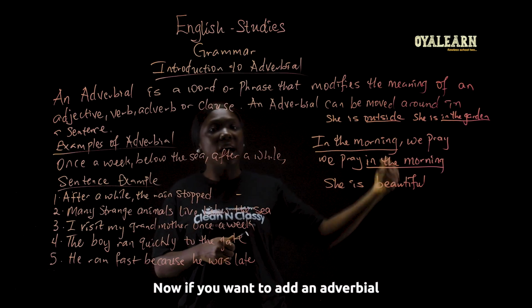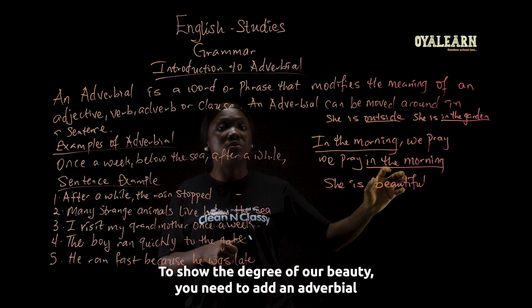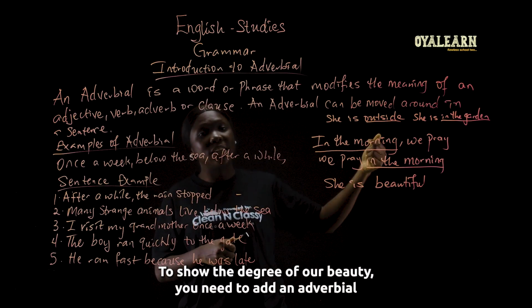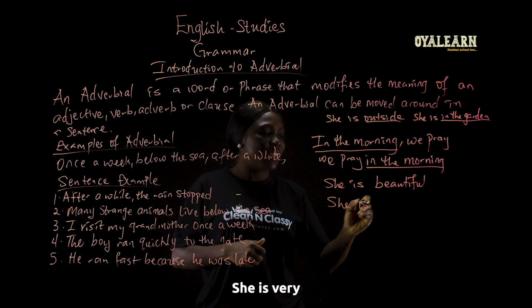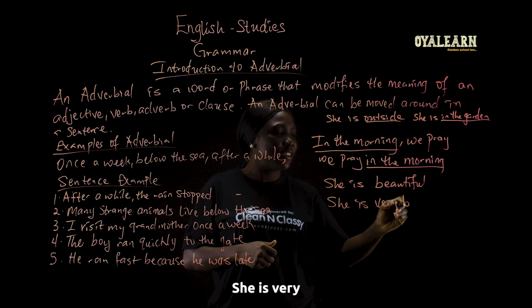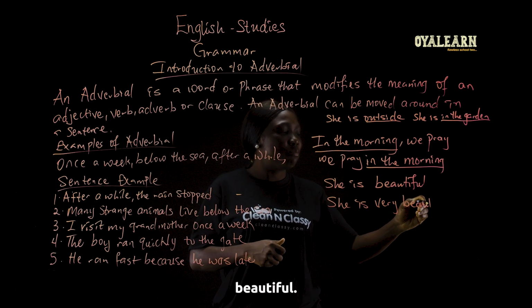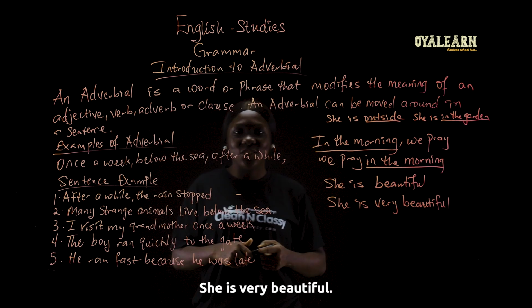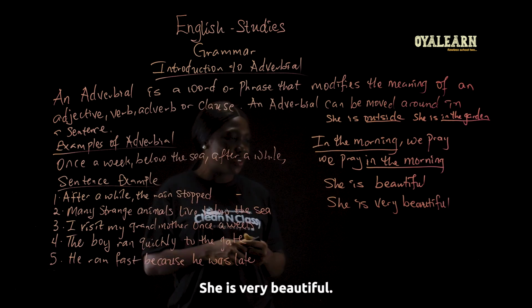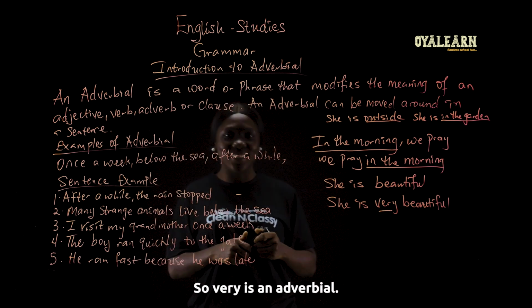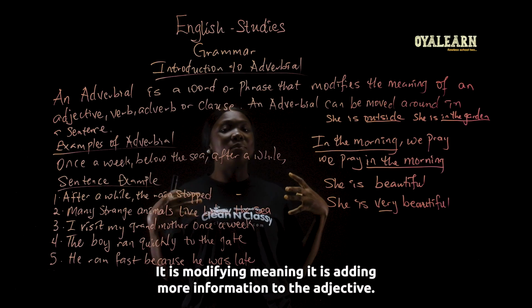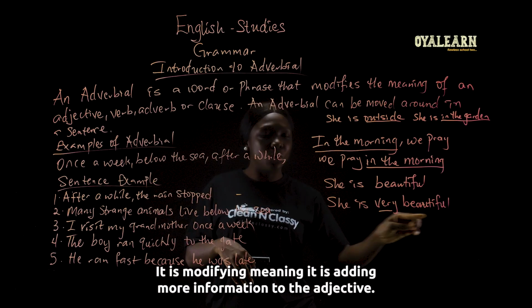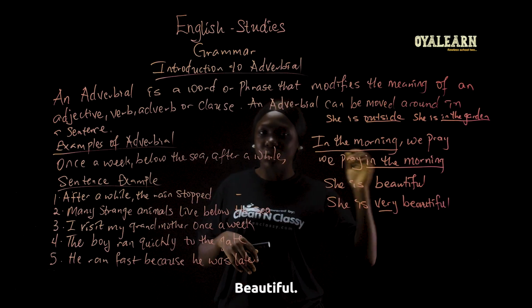Now, if you want to add an adverbial to show the degree of her beauty, you need to add an adverbial. So you write, she is very beautiful. So very is an adverbial. It is modifying, meaning it is adding more information to the adjective beautiful.